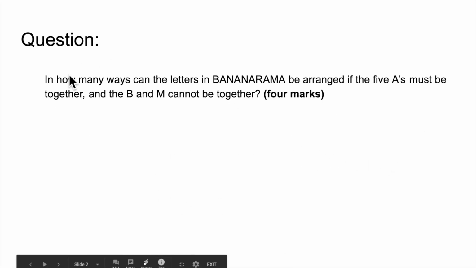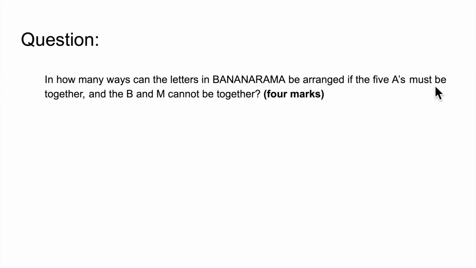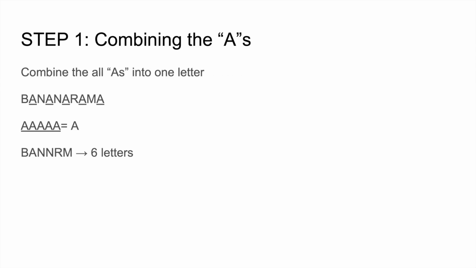So the question says, in how many ways can the letters in Bananarama be arranged if the 5 A's must be together and the B and M cannot be together? All right, so as you can see, we have two parts to this question. First, the 5 A's must be together, and second, the B and M cannot be together. So we're going to tackle the 5 A's first, okay?